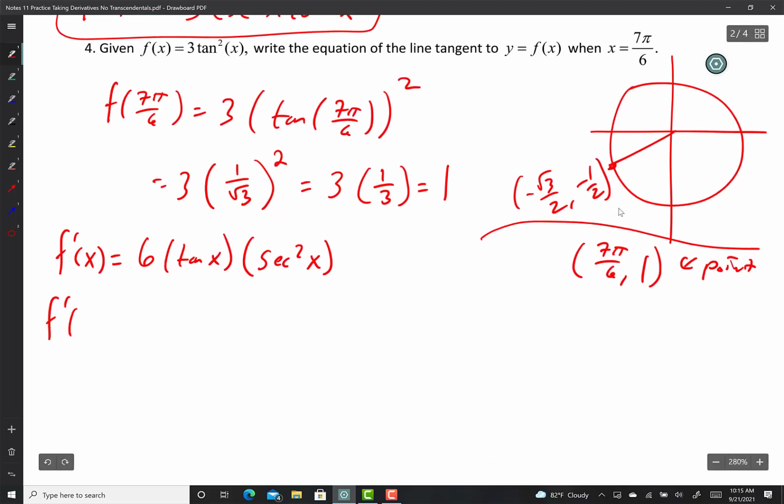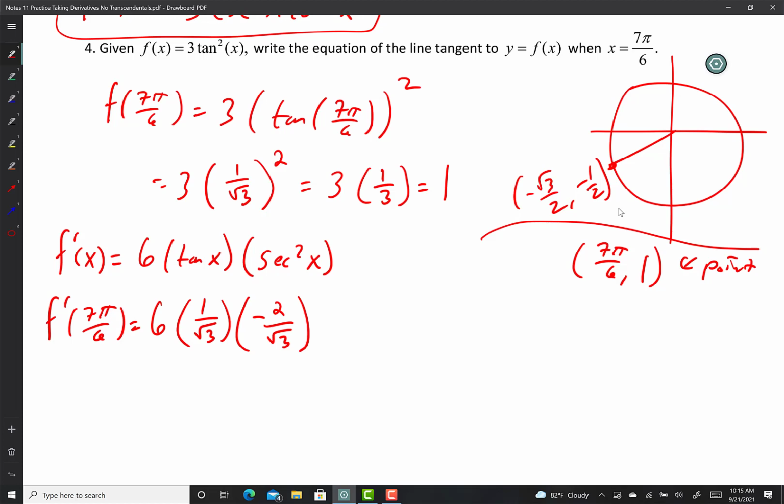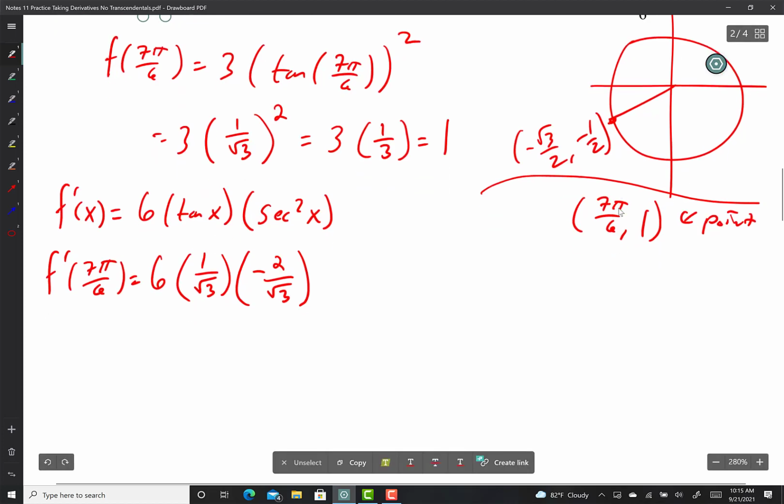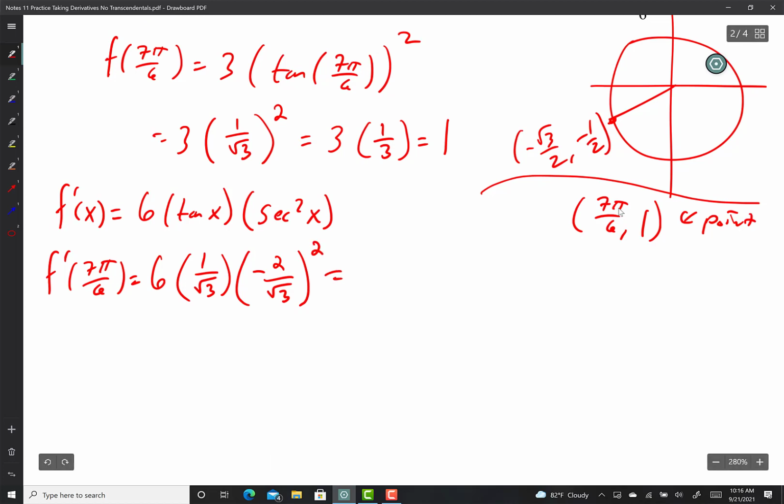So f prime of 7 pi over 6 equals 6 times, we already said tan of 7 pi over 6 was what? 1 over square root of 3. And for now I'm going to keep it. I'll rationalize it later on. And then secant is the reciprocal of what? Cosine. So the reciprocal of cosine is a negative 2 over square root of 3. OMG. When I multiply, the square roots go away. So there was no need to rationalize from the beginning. Oh yeah, squared. Thank you. I would have gotten it wrong.